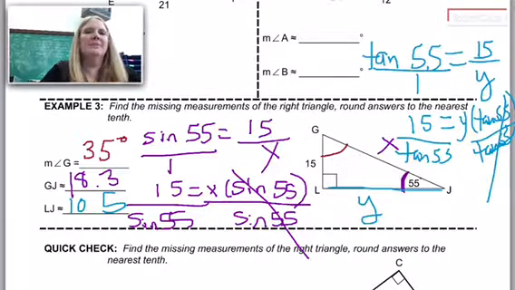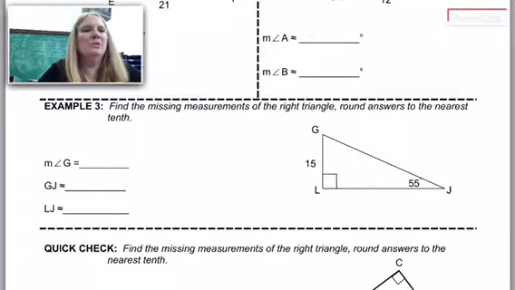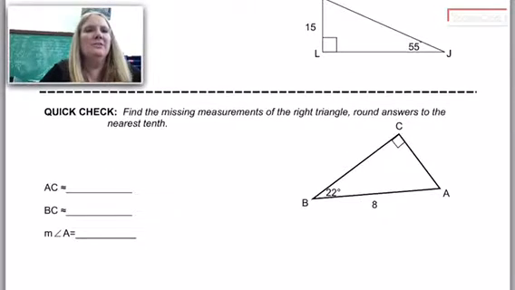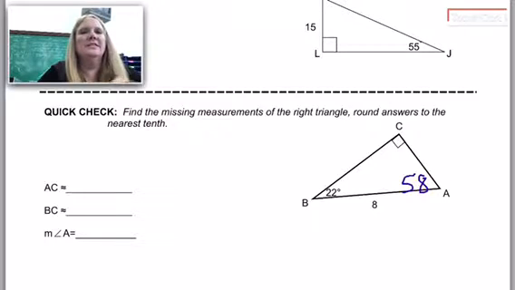Okay. One last example. It's a quick check, so please pause the video and see if you can do it yourself before checking your answer. Angle A, these two have to add up to 90. So let's see. That would make this 58. Okay, so angle A is 58 degrees.